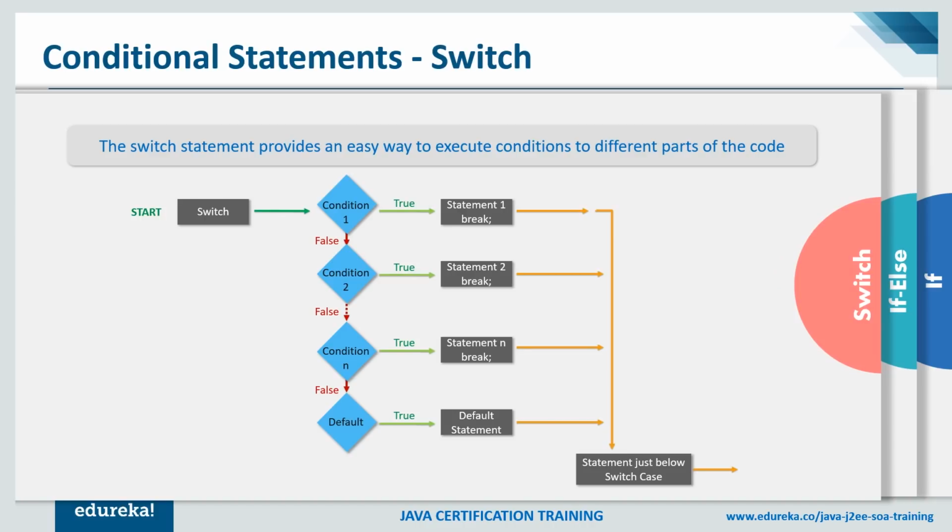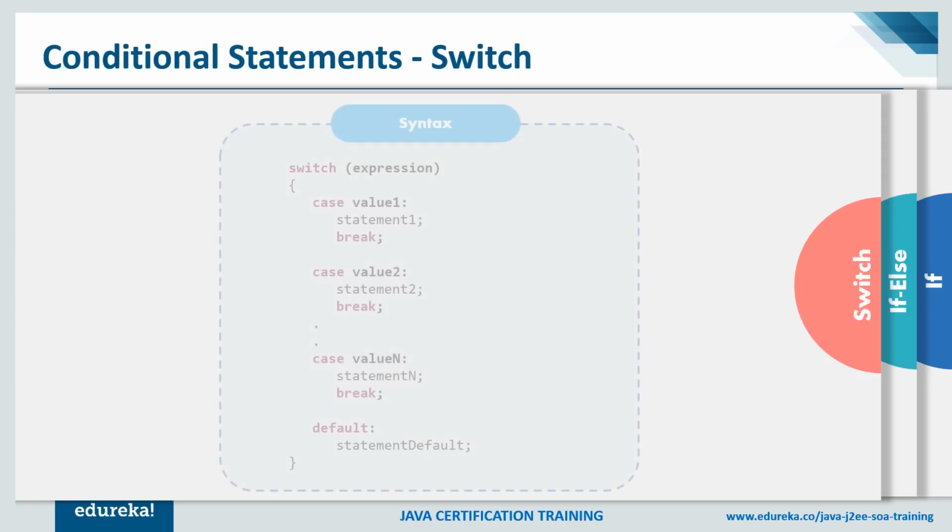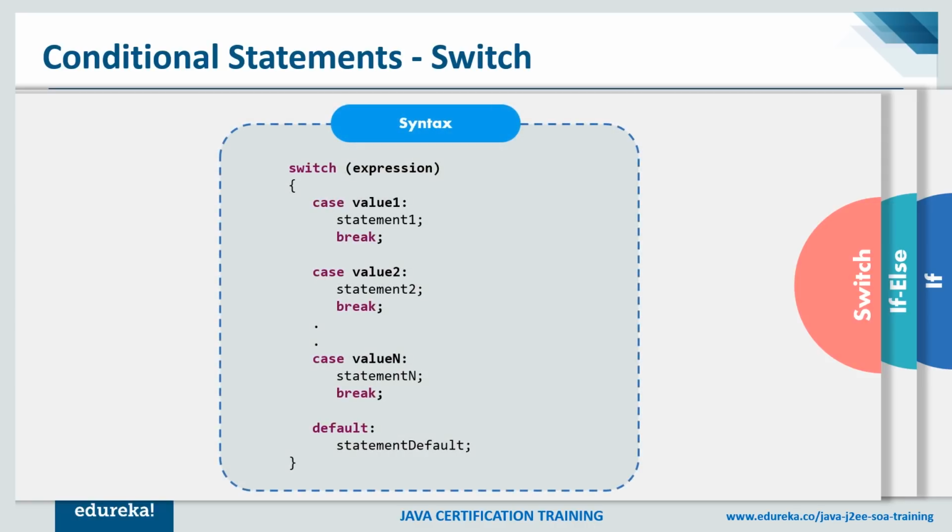So here the benefit is that only the statement which matches will be executed. But in case of ladder if else, we have to match so many conditions. So let us see the syntax here. We have switch and the cases. If the expression matches the value, only that case will be executed.